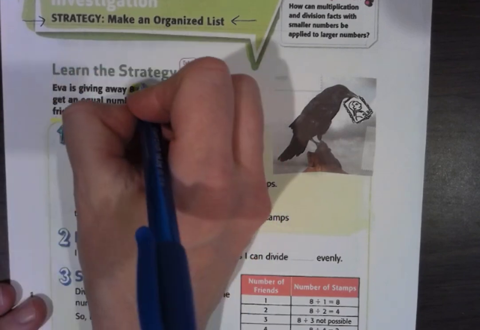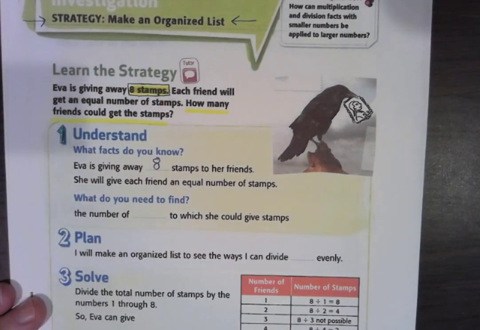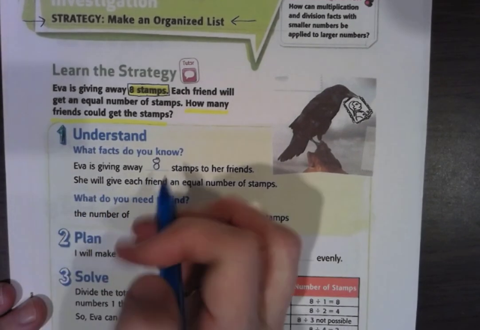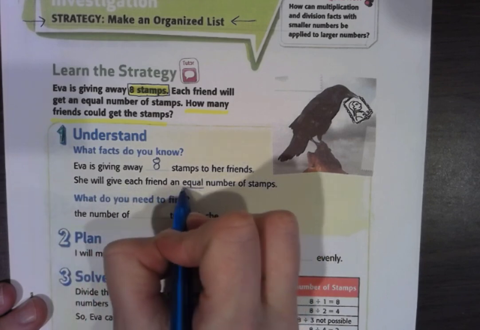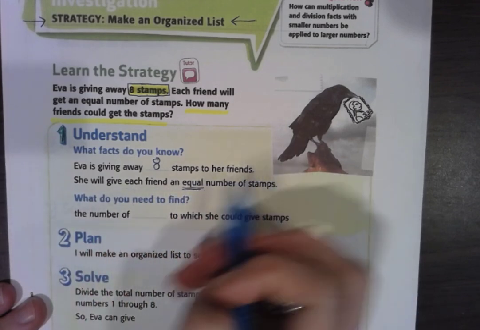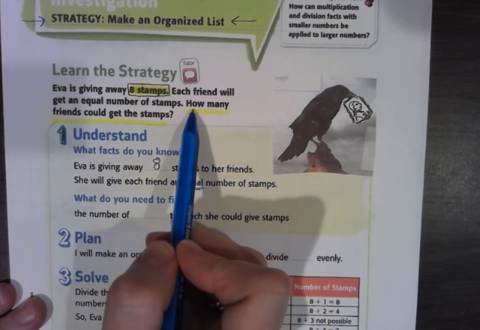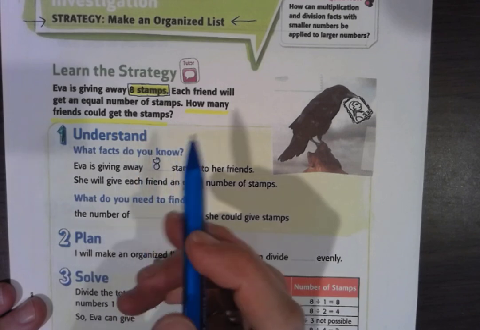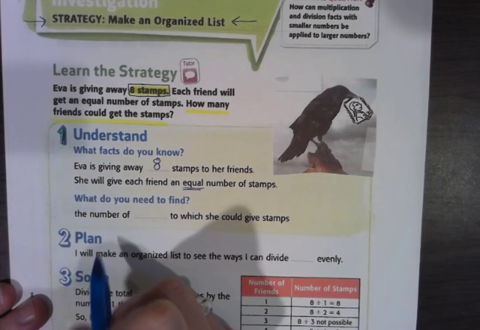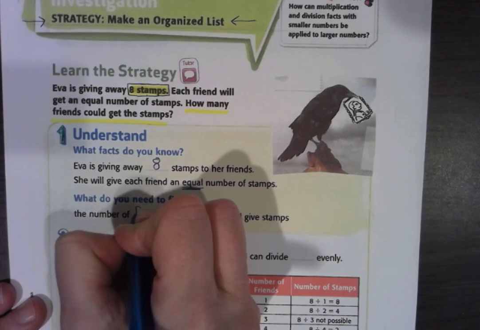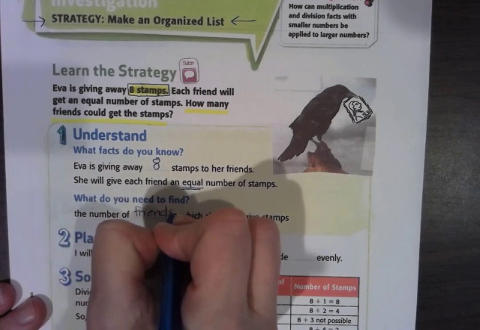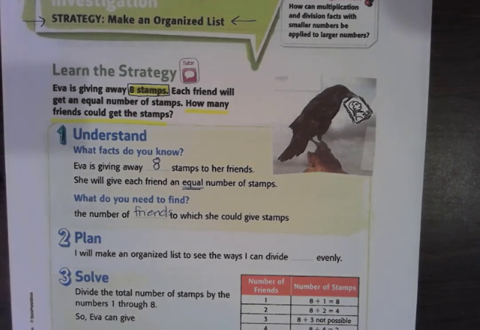I like to either mark it in some way or highlight it so that I can easily reference it. You might like to do that too. She will give each friend an equal number of stamps. What do we need to find? Well, we marked it back up here as how many friends could get the stamps. So what do we need to find? The number of friends. Whew, I could barely fit it in there. Friends to which she could give stamps. So that's what we need to find: how many friends can she give stamps away to.